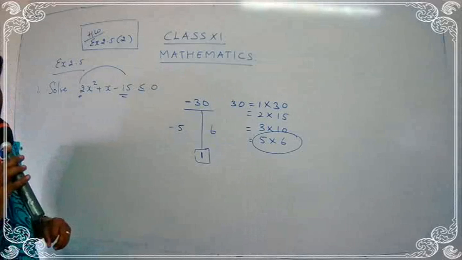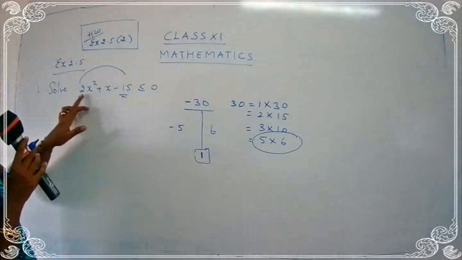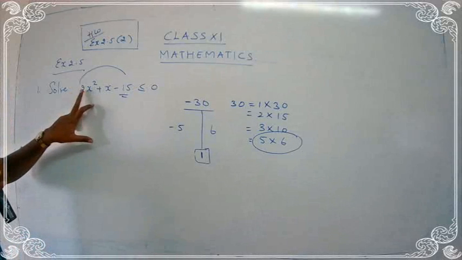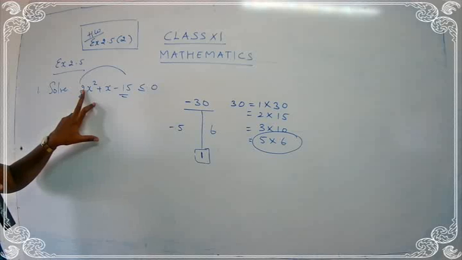And one more thing we have to do, children. When we have the coefficient other than 1, we are not having a coefficient as 1, we are having the coefficient as 2.